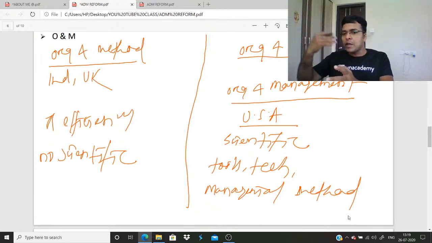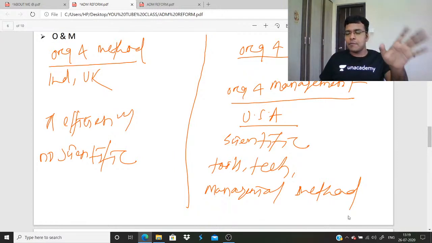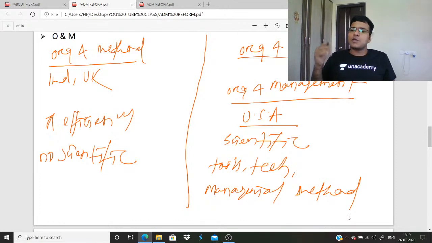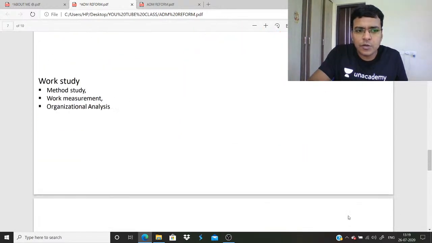Organization and management, using new latest tools, technology, and improvement in the method with which management carries out its work. So this is organization and management, O&M. So two things. But now in 2020, there is not much difference found between organization method and organization management. Both are nearly the same. Understand this. We will go into detail. I am just giving you a brief understanding.